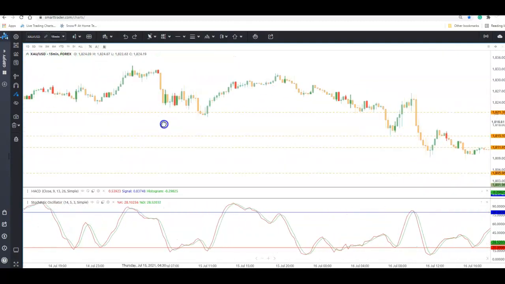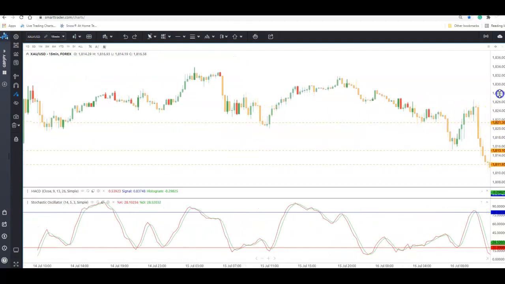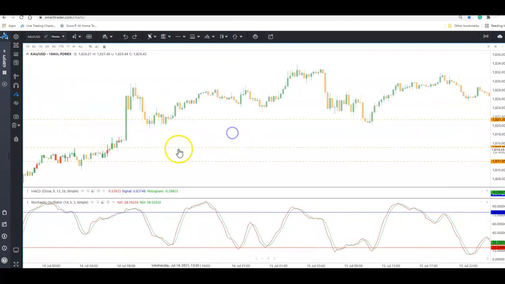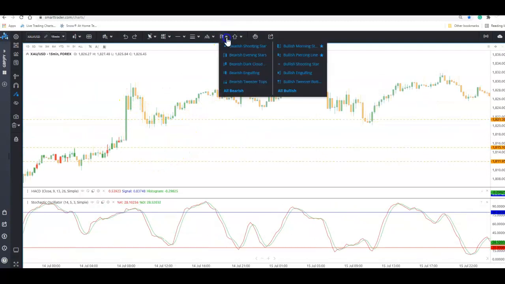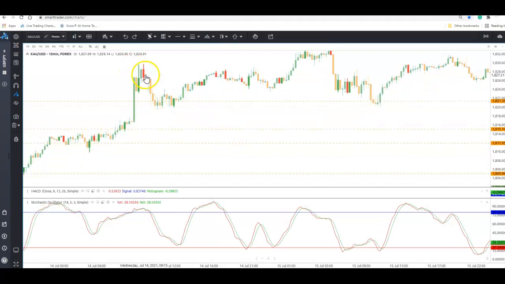Again, it's just a simple strategy. I'm looking for overbought and oversold conditions, and I'm looking for a reversal candlestick pattern, and there it is. There's a bearish dark cloud cover. Gold rallied, gave us this cloud cover.